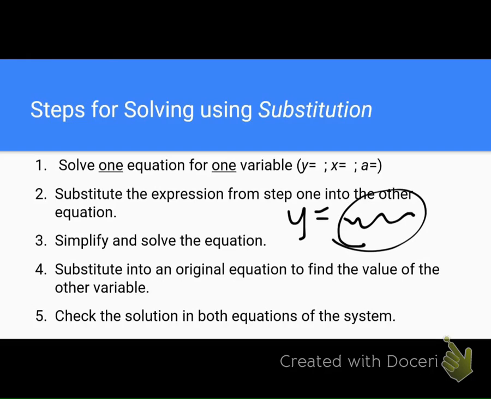Step 4 is you'll substitute that into the original equation to find the value of the other variable. Then step 5 is to check the solutions in both equations of the system. Remember, the solution to the system is where both lines exist because it's where they intersect. So when you plug the point into both equations, you should get true statements.